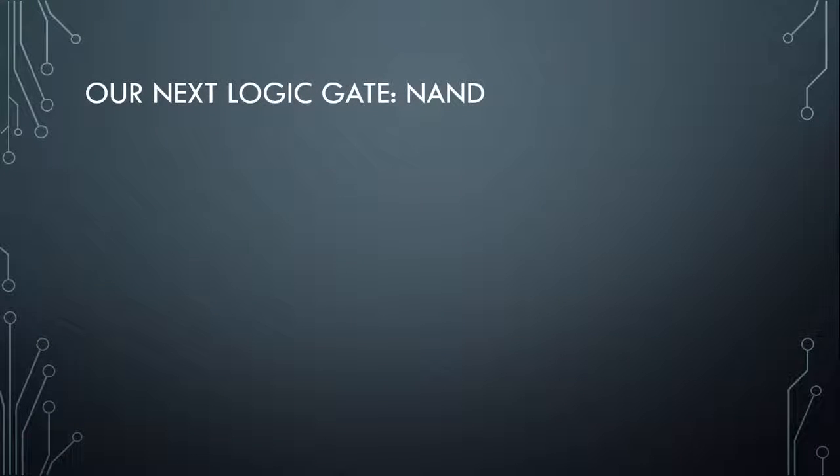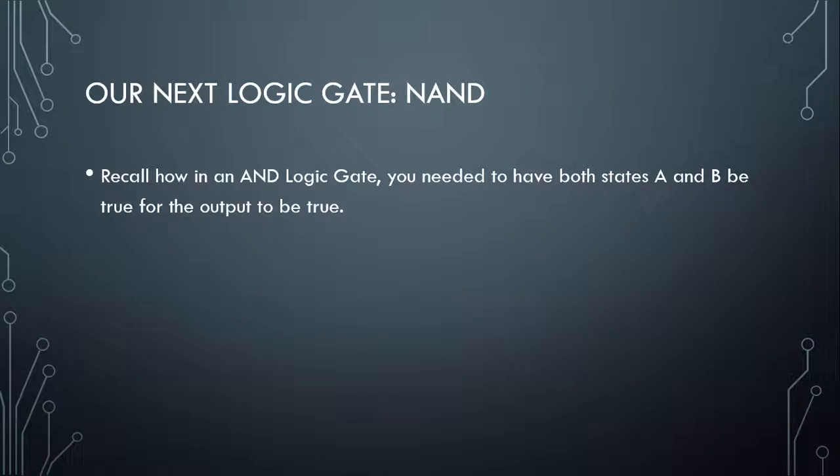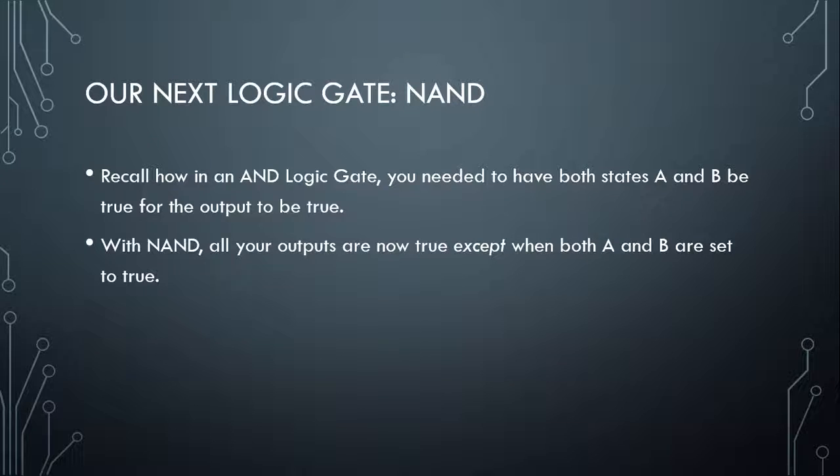So let's talk a little bit more about that logic gate, NAND. Recall how in an AND logic gate, you need to have both states A and B be true for the output to be true. With NAND, all your outputs are now true except for when both A and B are set to true.